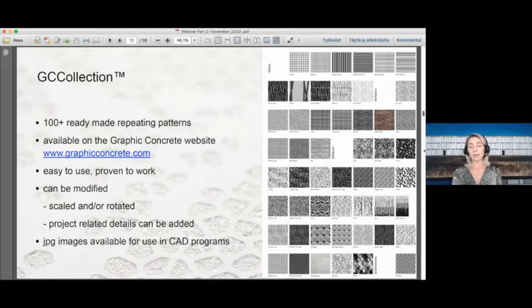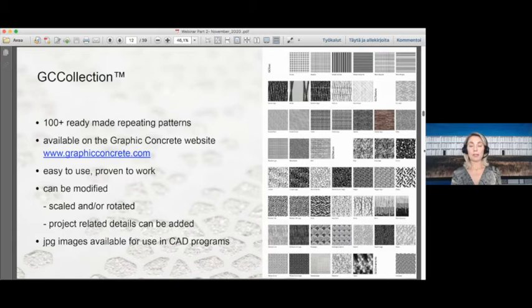If you don't like to use those exactly, you are free to change them. You can add something, or you can rotate them, or maybe you would like to scale them a little bit. You can freely use this as you like. We have some projects where they took parts of different patterns and combined them into a new one. So you're totally free to use this as you like. There are also JPEG images available on the net, so you can make renderings with the patterns if you want to show a client.